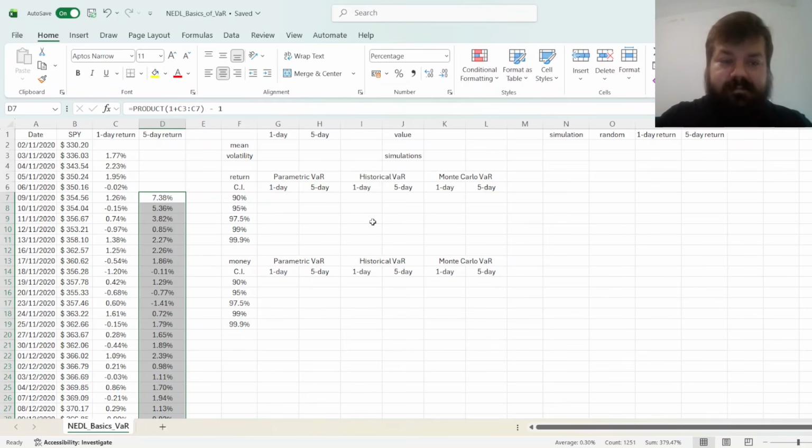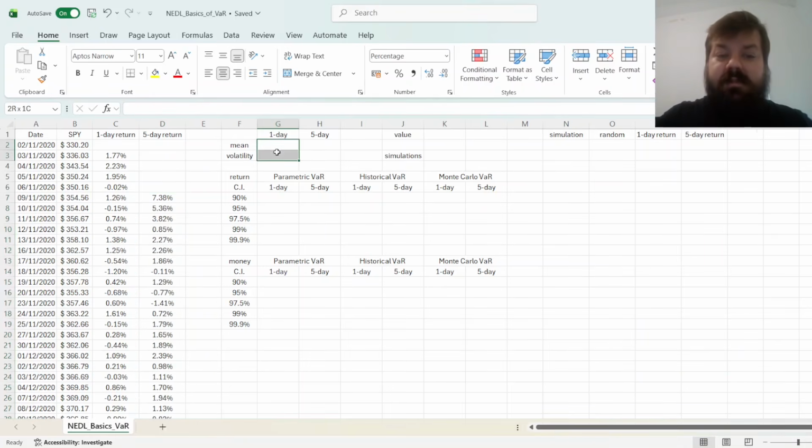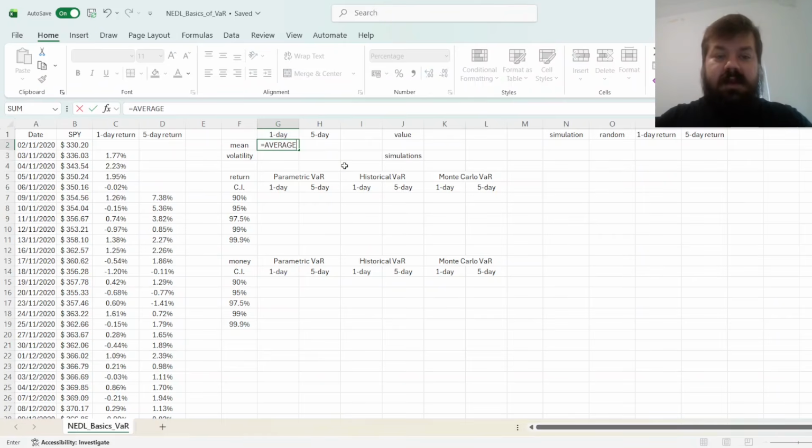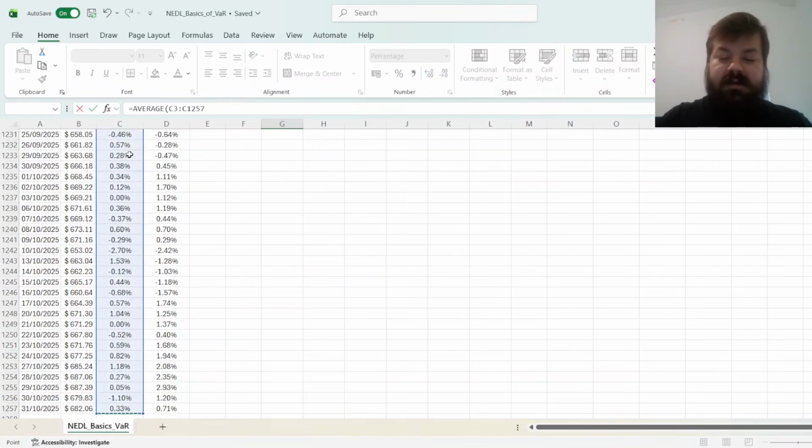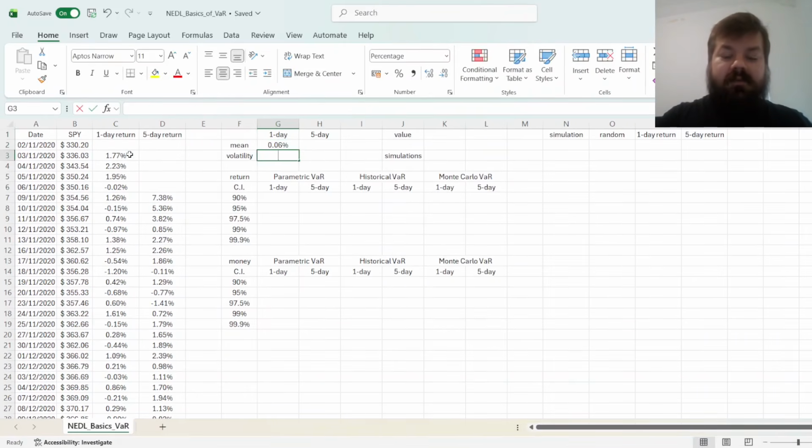For our parametric normal, variance covariance VaR, we simply need the parameters, and it's 2 parametric. It just needs mean and volatility, or scale. And so for the mean, we can use simple average of daily returns. And for volatility or scale, we can use sample standard deviation, STDEV.S, of daily returns.